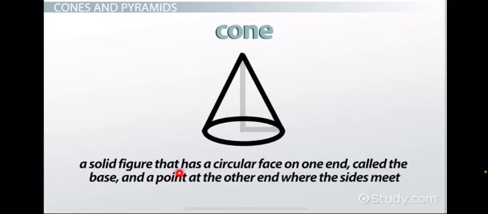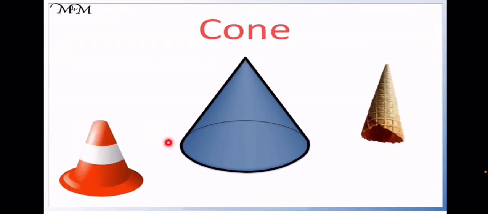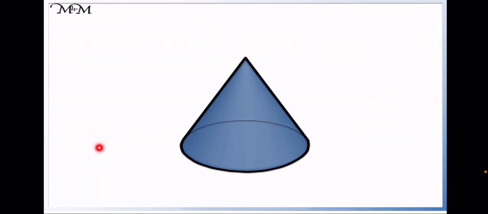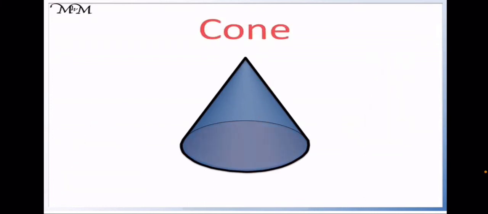Cone. A solid figure that has a circular face on one end called the base and a point at the other end where the sides meet. So it has one plane surface, one curved surface and one curved edge and a vertex. So this is a cone. You can see this is an ice cream cone and this is a cone which we see on the roads, and you can see it has one plane surface and one curved surface and one curved edge and one vertex.